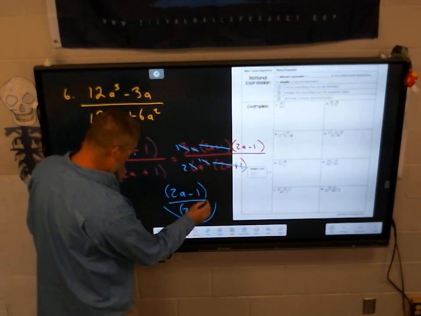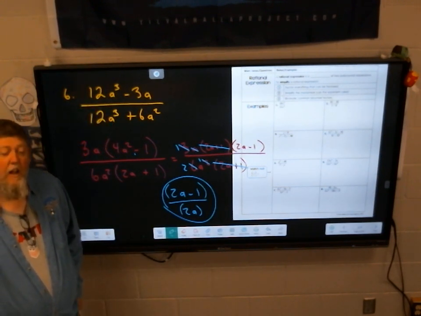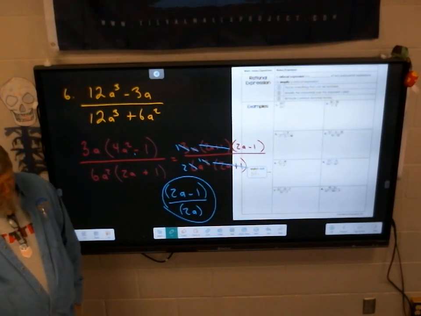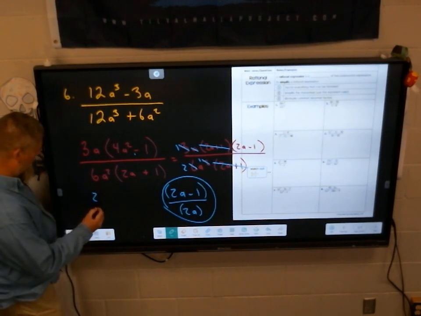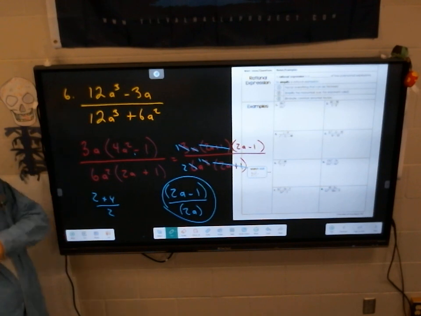If it were a positive one, like 2A plus 1, you still want to be able to get rid of it? Adding or subtracting, you can't just cancel. Only multiplying. Go back to the example, 2 plus 4 over 2. You can't just cancel off those 2s, they're different answers.